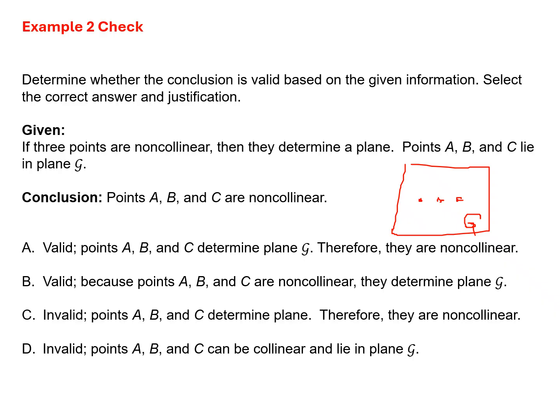And I actually drew my points collinear on purpose to see if it would work because I'm just kind of looking for a counterexample. And so points A, B, and C are non-collinear would be invalid because I just drew 3 collinear points and they all lie inside plane G. So the correct answer is D. Points A, B, and C can be collinear and lie in plane G.